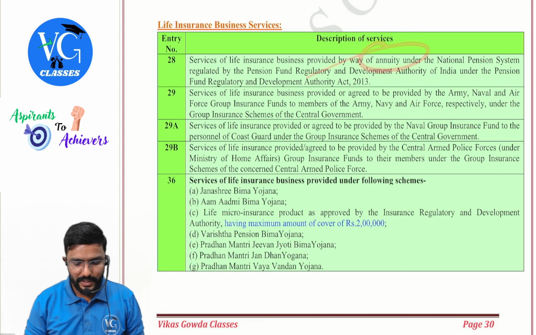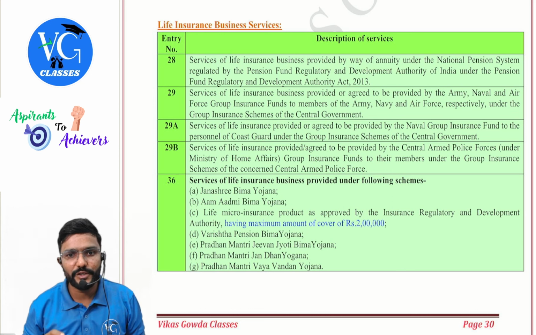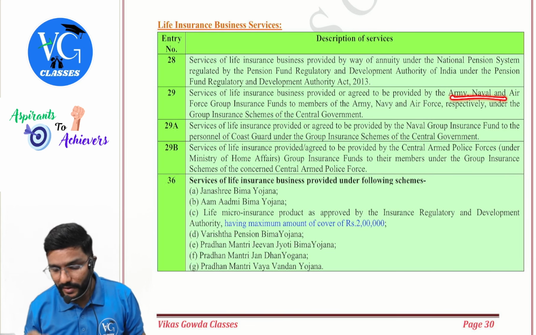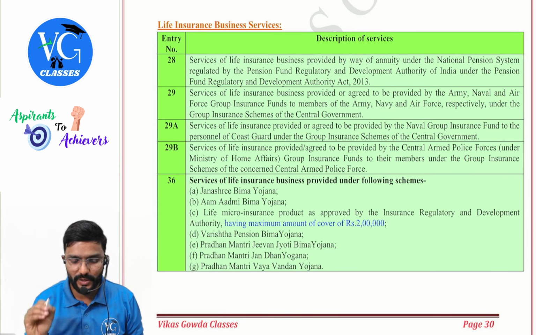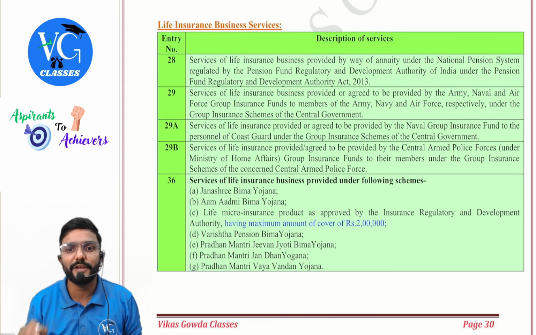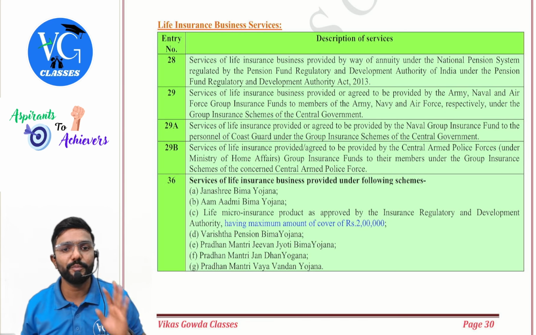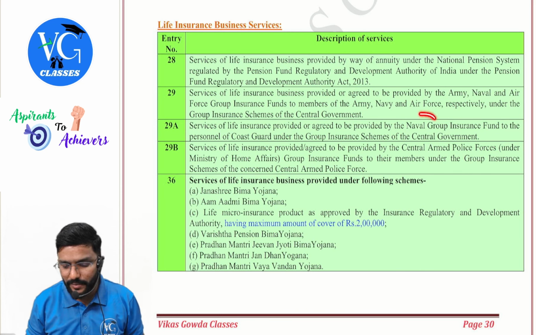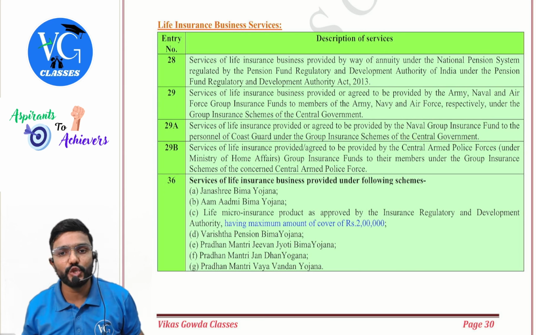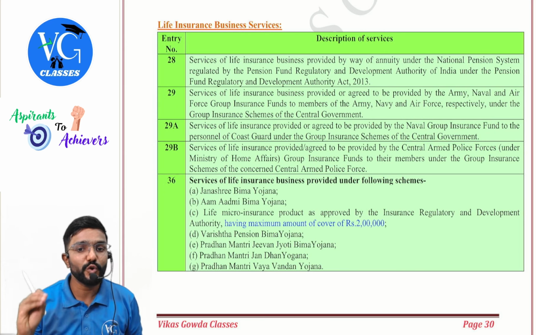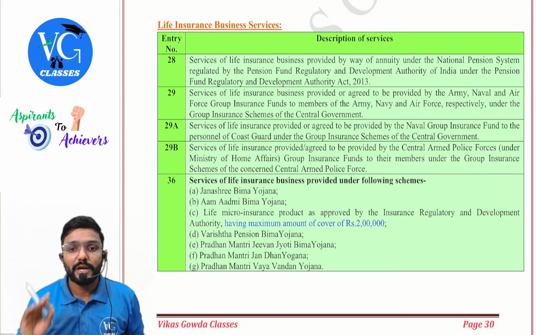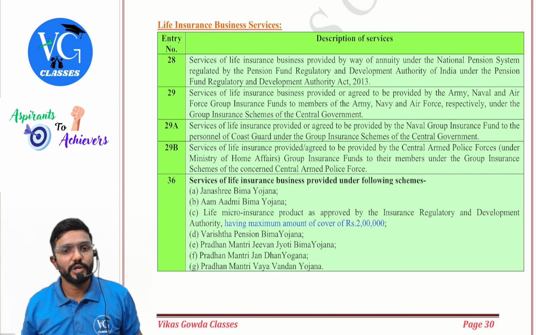Annuity concept. Then 29. Services of life insurance business provided or agreed to be provided by the Army, Naval or Air Force Group Insurance Funds to the members of Army, Navy or Air Force respectively under the group insurance schemes of central government. Next, services of life insurance provided or agreed to be provided by the Naval Group Insurance Fund to personnel of Coast Guard who protect the water area, under the group insurance schemes of the central government.